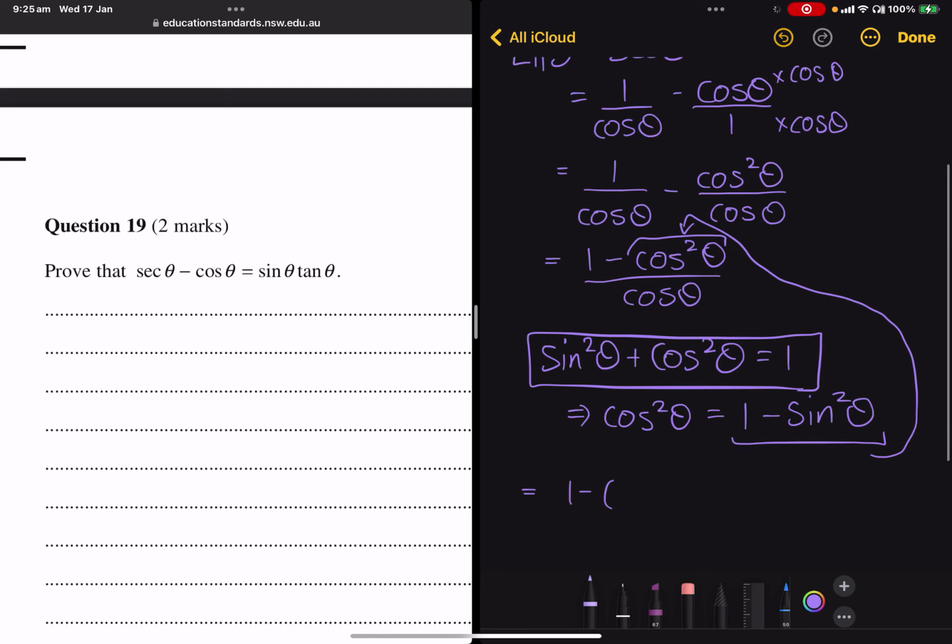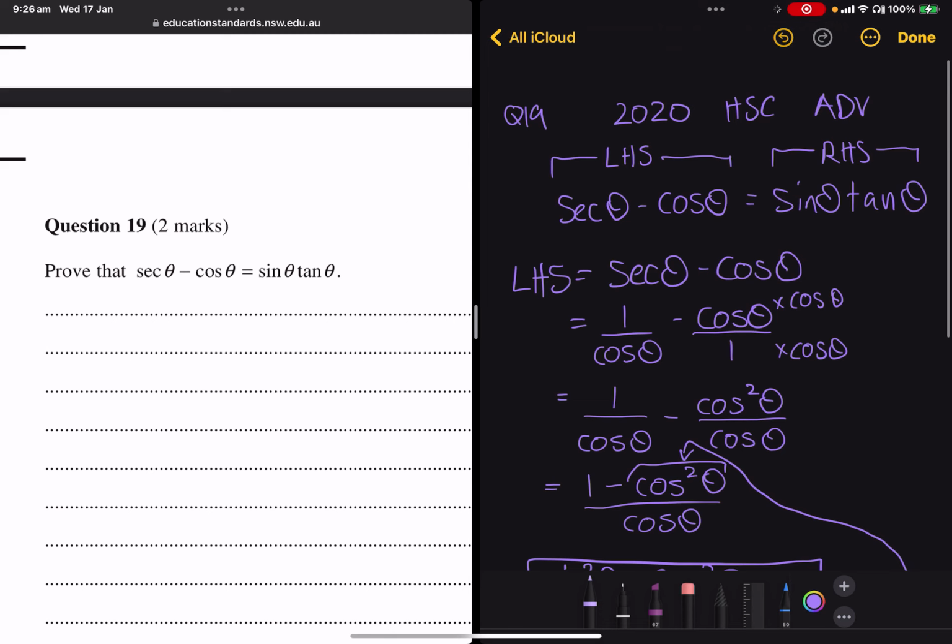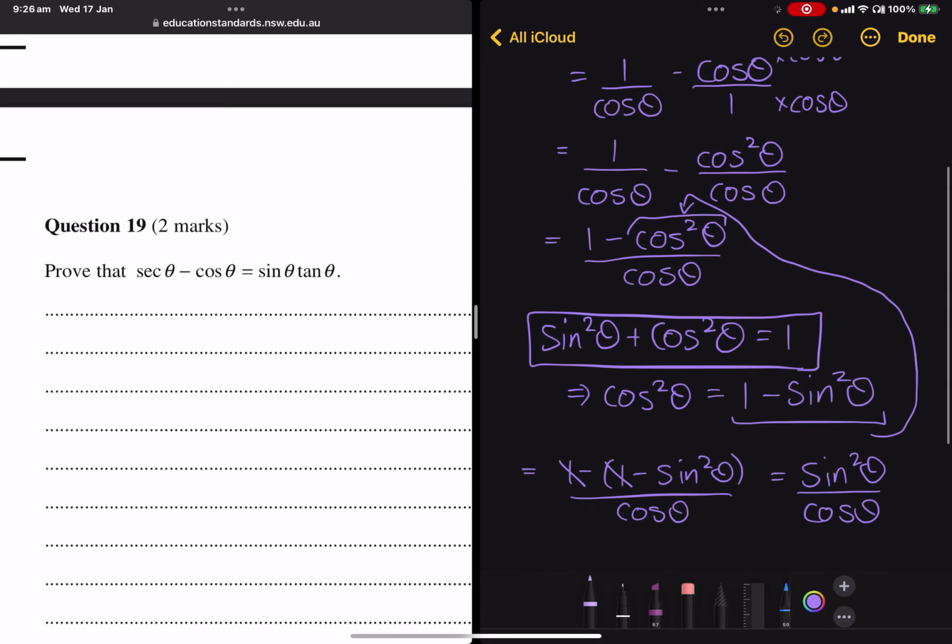So this gives us 1 minus sine squared theta over cosine theta. So the 1's cancel, 1 minus 1, minus minus sine squared is just sine squared theta. So sine squared theta over cosine theta. Now this is the answer. It's not in the right form, but all of the trigonometric working is largely done. We just need to change this so that it looks like sine theta tan theta.